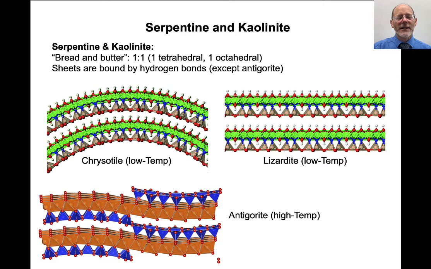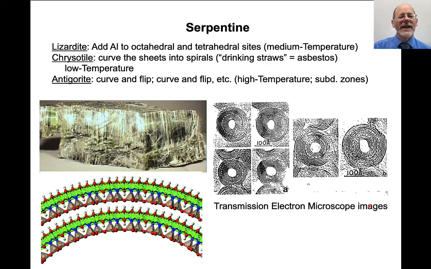Antigorite is kind of weird. It bends in a particular direction, just like chrysotile does, and then it flips over and bends in the opposite direction. And so you end up with this bend and flip and bend and flip and bend and flip. So that's what's shown here. Lizardite, you add aluminum. Chrysotile, they curve into spirals. And antigorite is bend and flip and bend and flip.